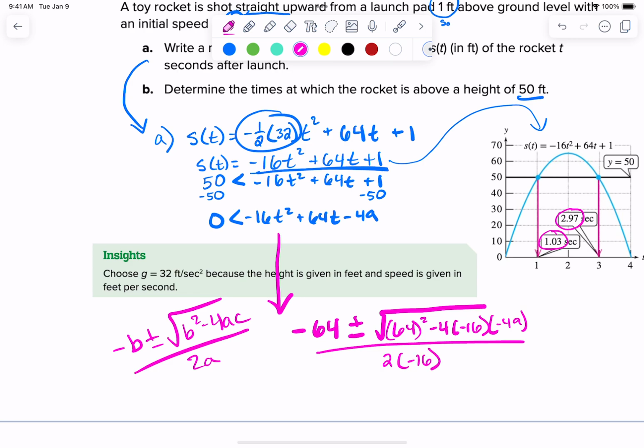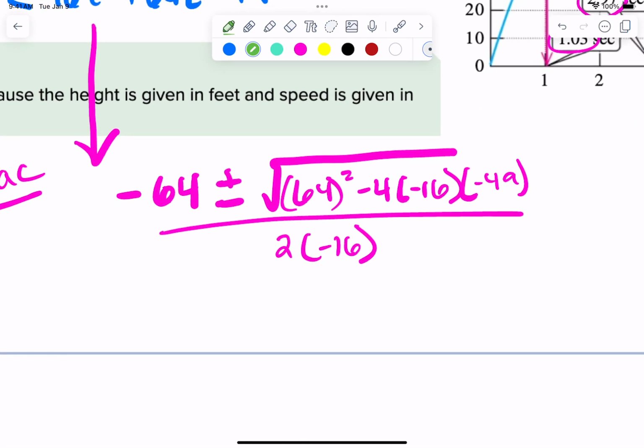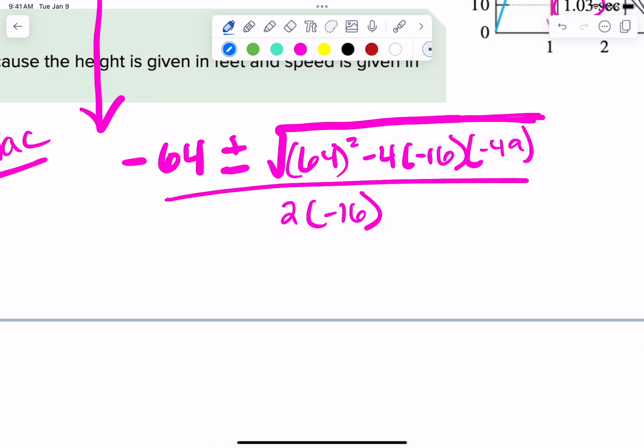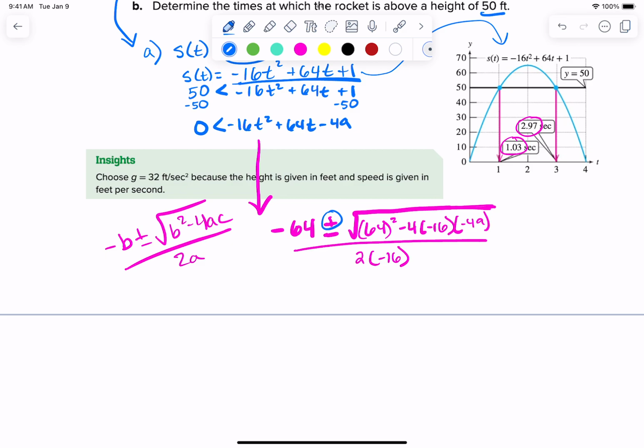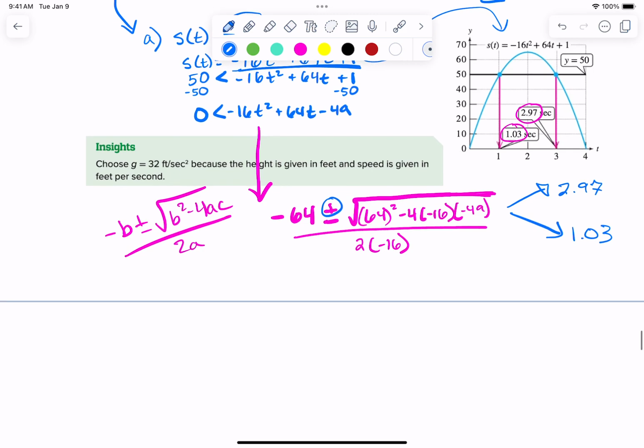Well, that part's going to be negative. Well, maybe not. 64 squared is probably going to be bigger than that stuff. Yeah, because I thought that too, and I'm like, nope, because then we wouldn't get an answer and that wouldn't be right. You're right. So if we do negative 64 plus all that, we probably get 2.97. If we do the minus, we probably get 1.03, because I'm cheating, right? One answer is 2.97, one's 1.03.